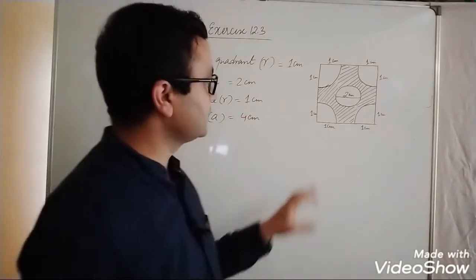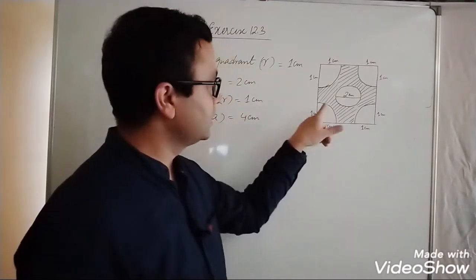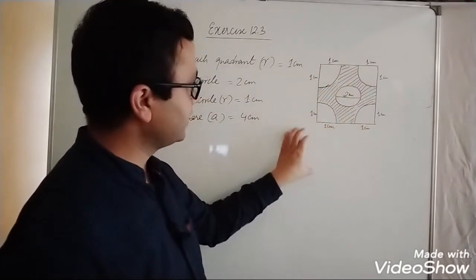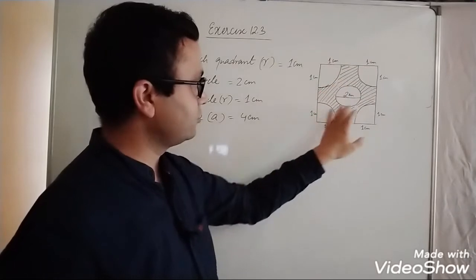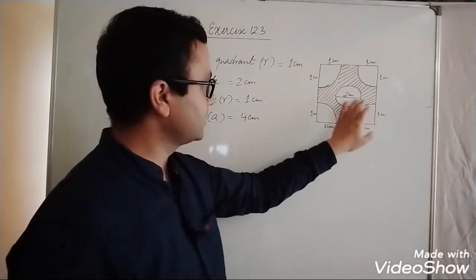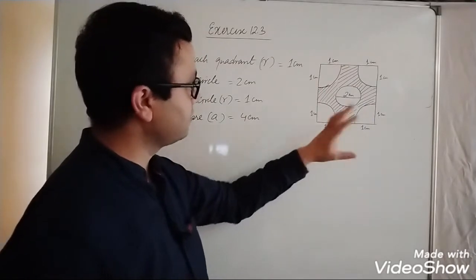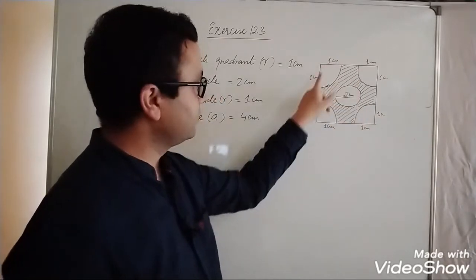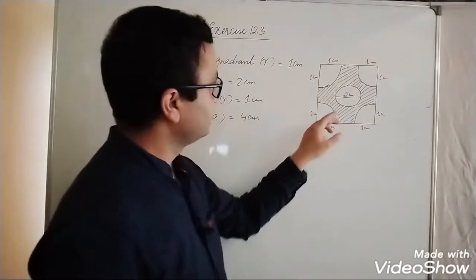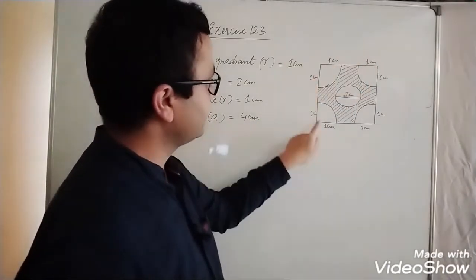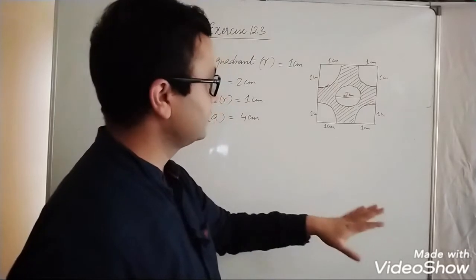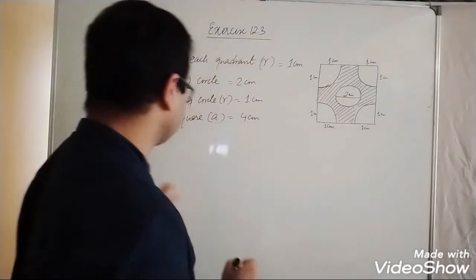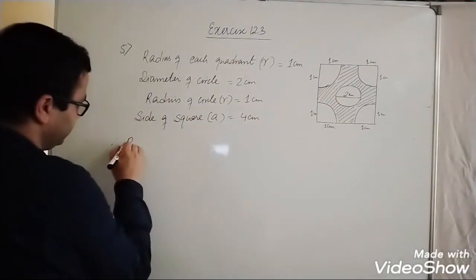Now first we have to calculate the area of the cutting part. The area of the cutting part is the area of circle plus 4 into the area of quadrant. After that we have to subtract that part from the area of square. So area of square minus, inside the bracket, area of circle plus area of 4 quadrants gives the area of the remaining portion.